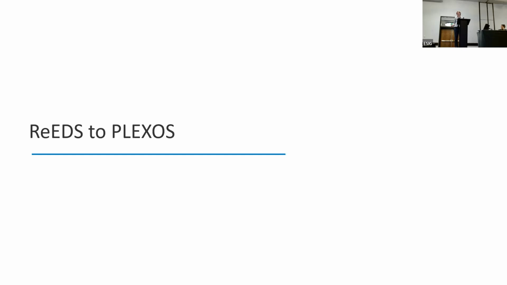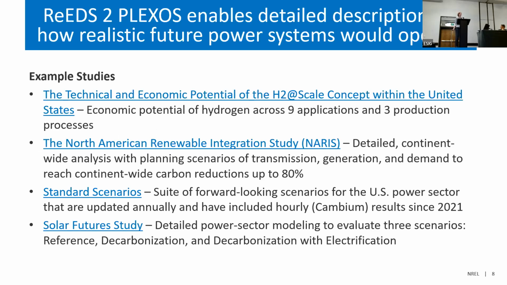So first, ReEDS to PLEXOS. I've introduced the standard scenarios, but this workflow of going from ReEDS, our capacity expansion model, to PLEXOS, the production cost model, we use that workflow all the time for almost all of our big studies. So I just pulled a few here to highlight. There's one on the role of hydrogen in future energy systems called H2@Scale. It used ReEDS to PLEXOS. The North American Renewable Integration Study, NARIS, used that workflow as well. I already talked about the standard scenarios and the Solar Futures Study.